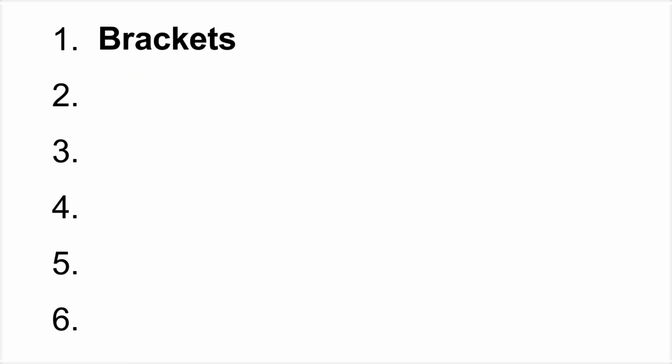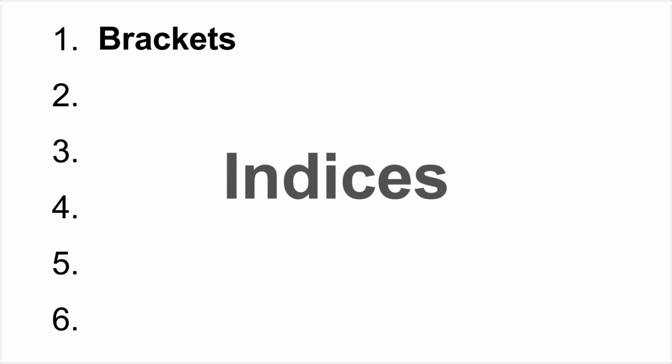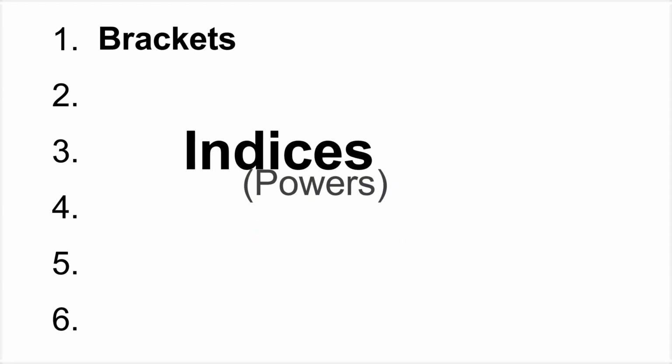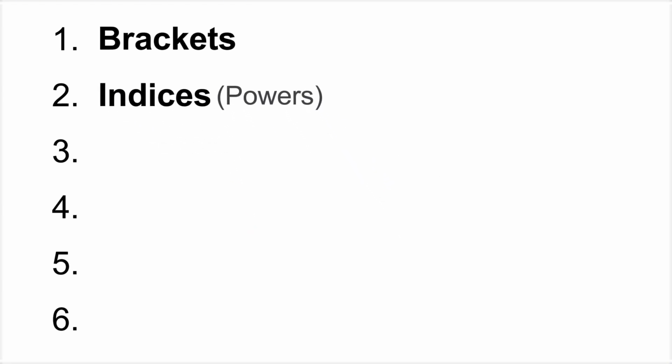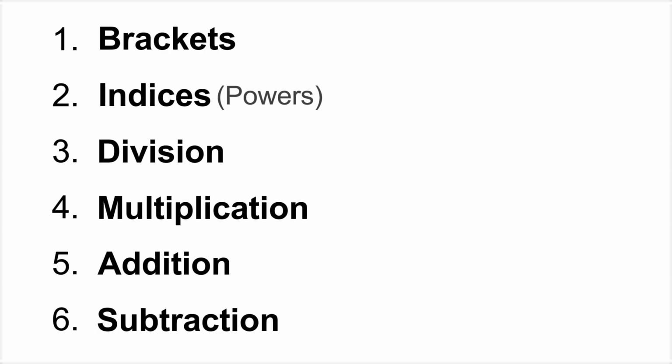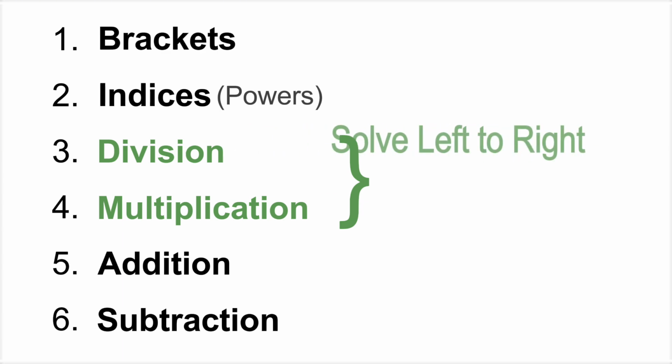If there are any brackets in the equation, solve whatever's inside them first. If there are any indices, otherwise known as powers, like if a number is squared or cubed, solve them next. Then you can deal with any division or multiplication in the equation, before finally moving on to solving the parts of the equation involving addition and subtraction. The order in which you do division and multiplication depends on what comes first in the equation. Deal with it from left to right.